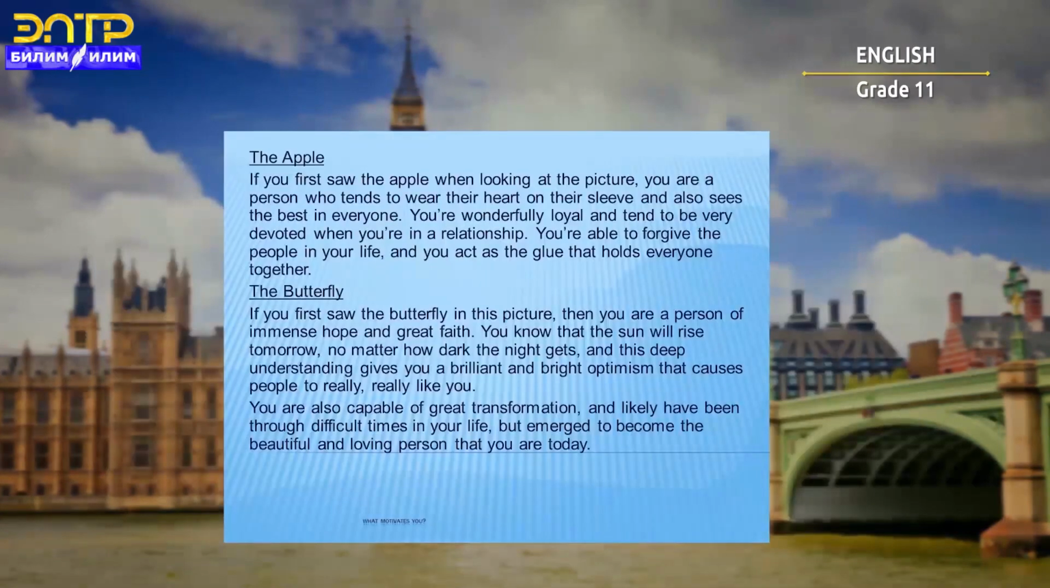Students, look at the picture. What did you see first? An apple or a butterfly? Let's check. If you first saw the apple when looking at the picture, you are a person who tends to wear the heart on their sleeve and also see the best in everyone. You are wonderfully loyal and tend to be very devoted when you are in a relationship. You are able to forgive the people in your life, and you act as a glue that holds everyone together.